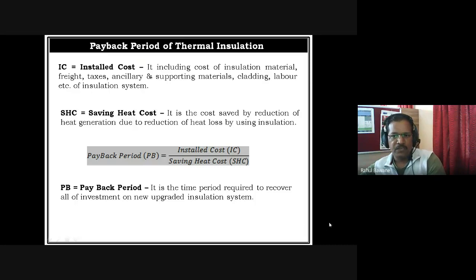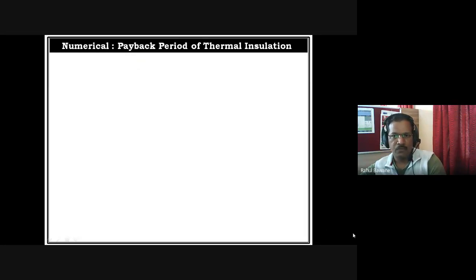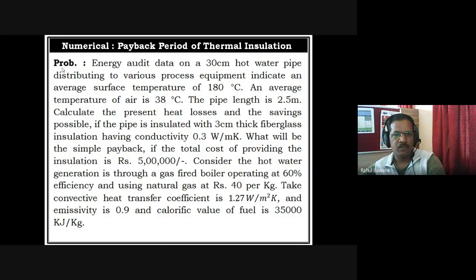So let us see one numerical so our idea will be clear. Numerical on payback period. So the statement is: energy audit data on a 30 centimeter hot water pipe. So that means this is a hot water pipe, and the water pipe is going to dissipate heat to the surroundings. Correct? So the outer diameter of that pipe is 30 centimeter.